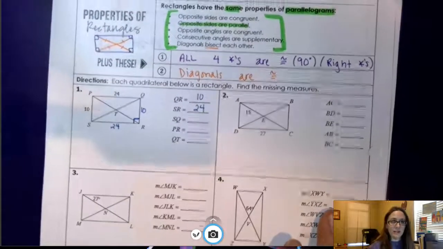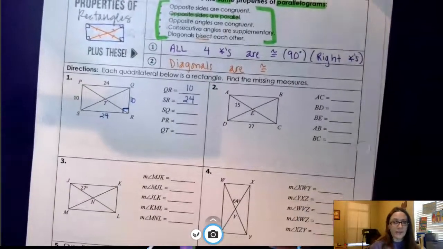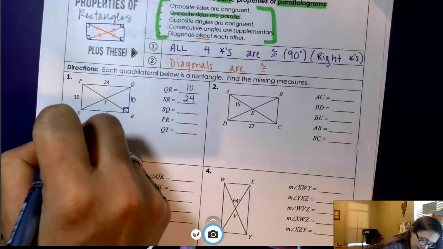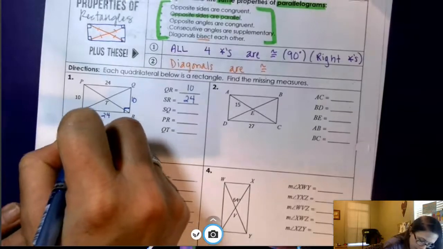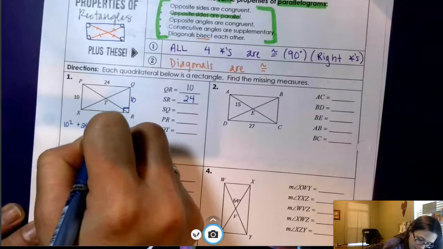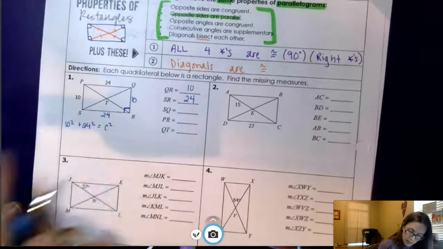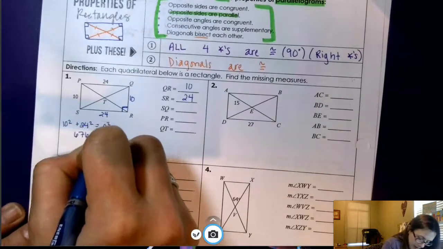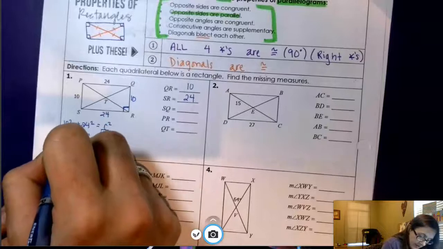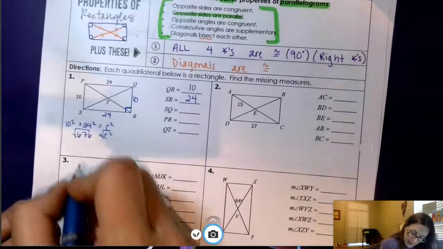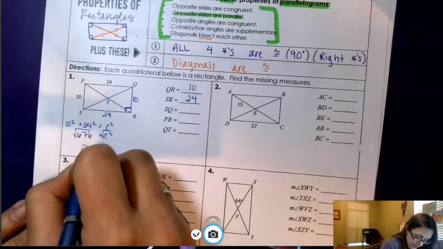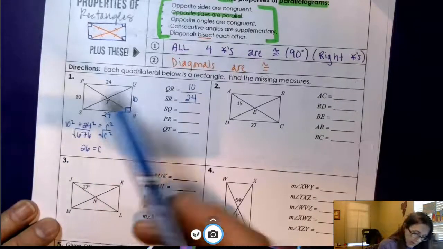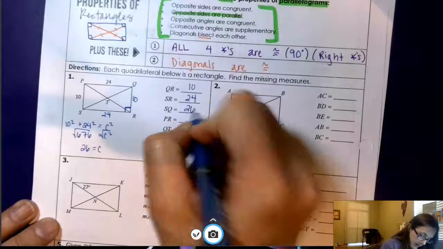Anytime I have a right triangle, I need to find a hypotenuse, one of the legs. My favorite formula is going to be Pythagorean theorem. I'm going to do 10 squared plus 24 squared equals c squared. I end up with 676. And if I square root this, this is actually a perfect square, which is pretty nice, and it's exactly 26. So SQ, the entire length, is going to be 26.